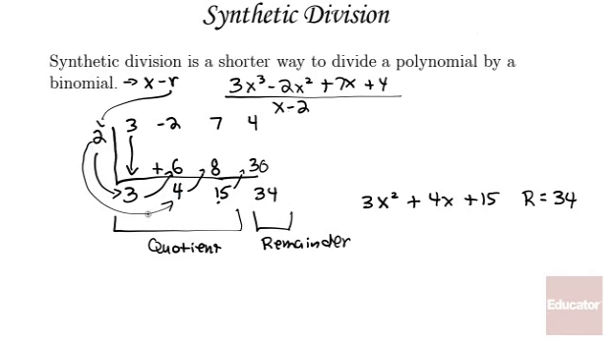Then multiply 2 times this number, 4, to get 8. Add to this column, 15. 2 times 15 is 30. Add to this column to get 34, which is the remainder.